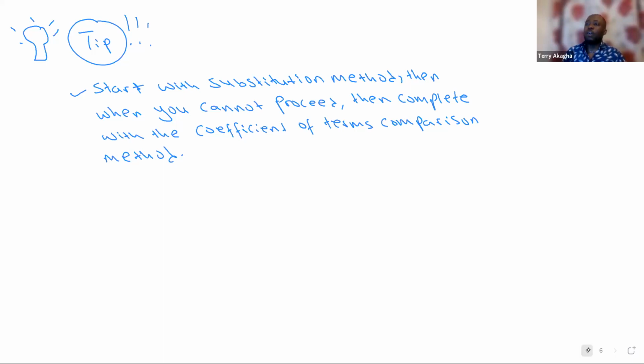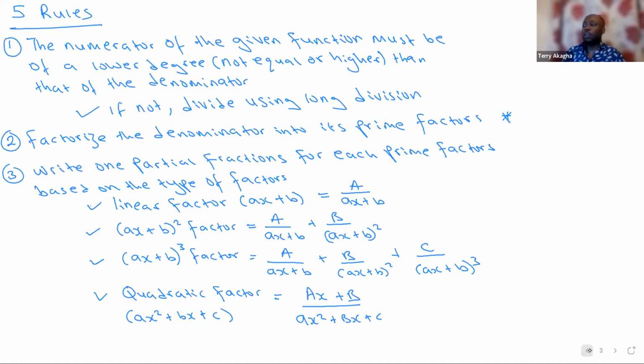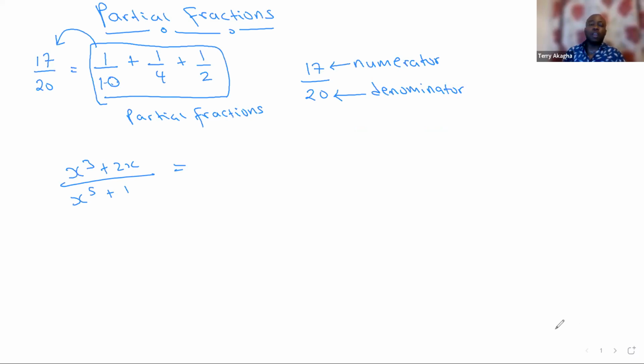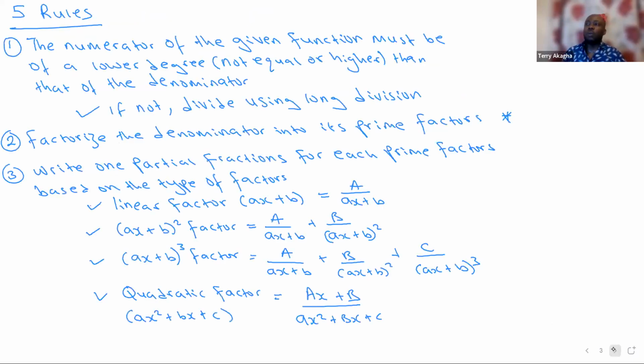All right. Generally, what I've done is introduce to you the 5 rules, the concept of the 5 rules. So the first thing is that if you have a partial fraction, what we're trying to do is take a complete fraction and break it into smaller fractions. For polynomials, there are 5 steps or 5 rules to take into consideration. The first thing is that the numerator must always be lower than the denominator. The degree of the numerator must always be lower than the degree of the denominator. And if it's not, you have to use long division.